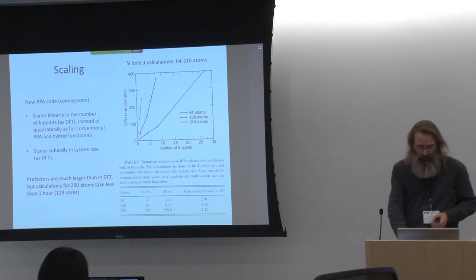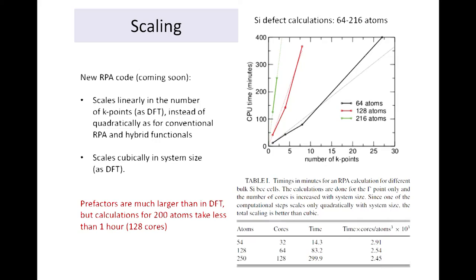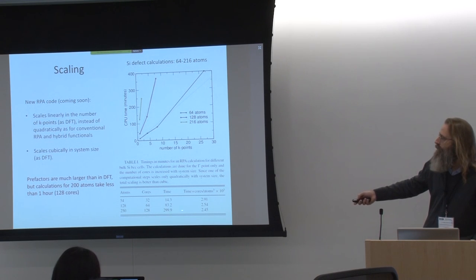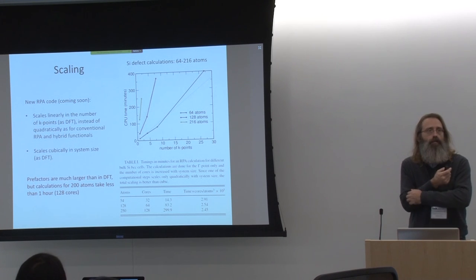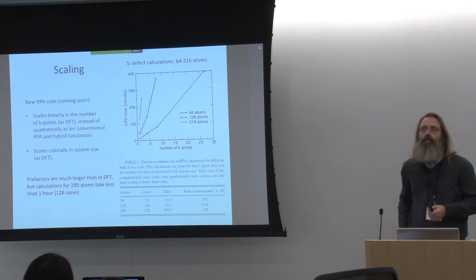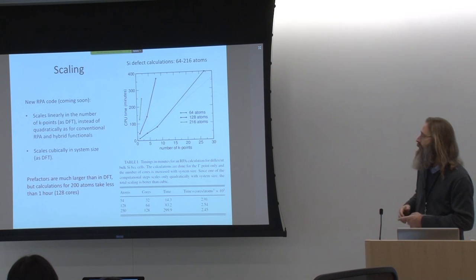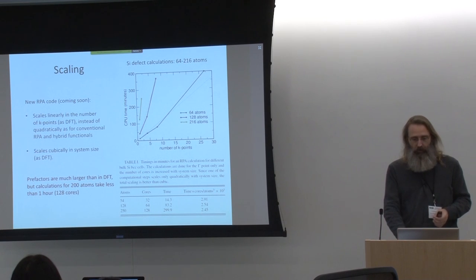And yes, so what can we do this way? Prefactors are much larger than in DFT, as is mentioned here, but we can do these calculations for systems of a few hundred atoms, in this case on 128 cores, in something like 300 seconds. So that's really quite powerful. The thing that hurts us the most at the moment is having to store the Green's function with respect to two spatial points or two indices. And so this is very memory intensive. Yes, that's the current limitation.